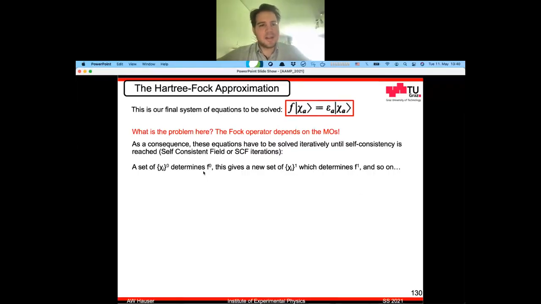So a set of orbitals determines our Fock operator to start with, here denoted as zero for the 0th round. We solve this problem and get a set of new orbitals. But with this new set of orbitals, we also have a new Fock operator, and so we restart this whole thing. So this is the idea, and this is what's computationally so expensive. But I think time is almost over, and we should probably use these last few minutes to make things more clear.